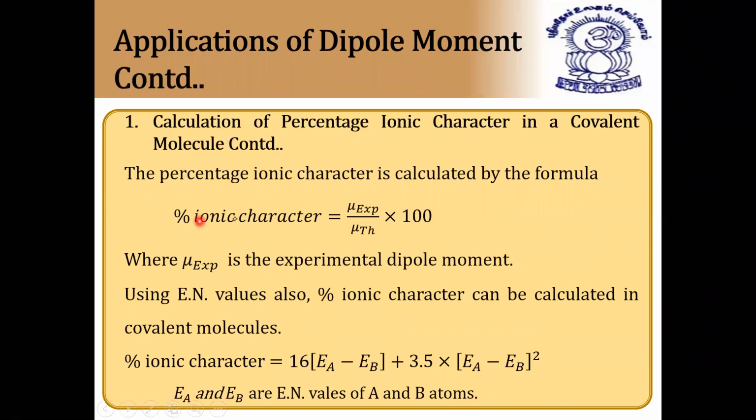So the calculation of percentage of ionic character is equal to mu experimental by mu theoretical into 100. How to calculate mu? Q into D. And mu experimental is the dipole moment. Using electronegativity values also, we can find out the percentage of ionic character.